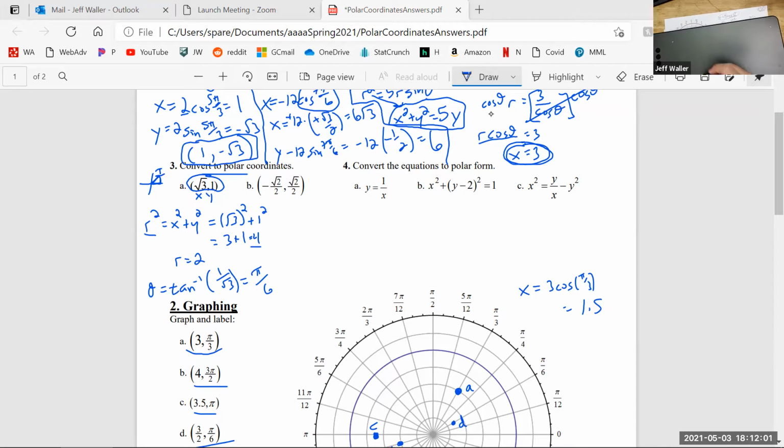So this point can be written as (2, 5 pi over 6). You could also write it as (-2, 11 pi over 6), or (-2, -7 pi over 6). We talked about that a little bit. There is an infinite number of ways to write this. All right, so you guys do part B.